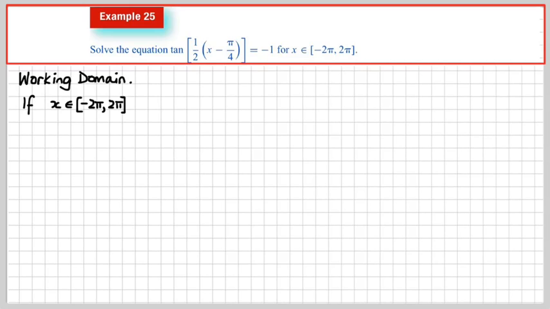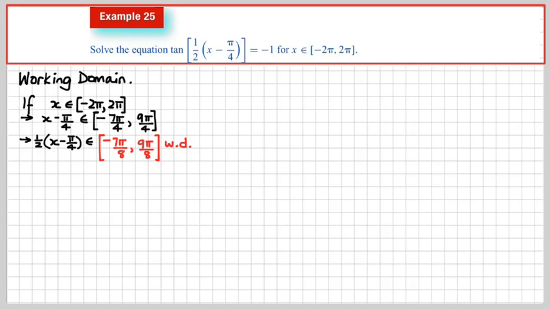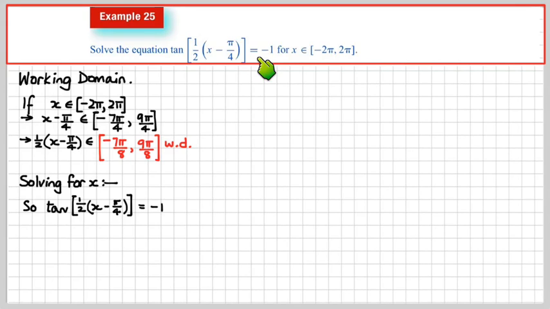If x goes from minus 2 pi to 2 pi, therefore what is all this stuff behind the tan symbol going to go from and to? We work that out, okay? So there it is. I worked it out for you. That's our working domain. That's the domain within which we've got to capture our solutions, right? So solving for x, we've got that thing from up here, right?